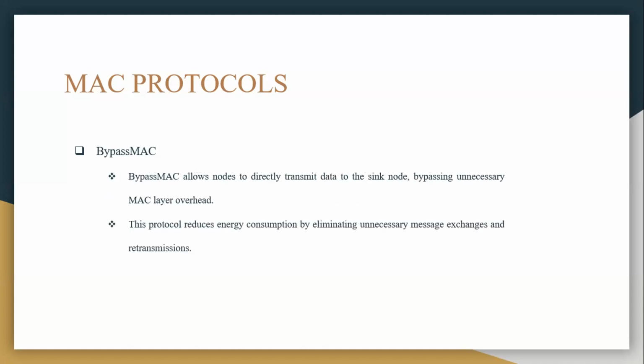And Bypass MAC is the protocol focused on minimizing energy consumption in wireless sensor networks. It achieves this by allowing nodes to bypass the traditional MAC layer and directly transmit data to the sink node, eliminating the overhead associated with MAC layer operations and contention-based access methods. Bypass MAC reduces energy consumption in data transmission. This protocol prioritizes energy efficiency and is suitable for networks with a centralized sink node architecture.